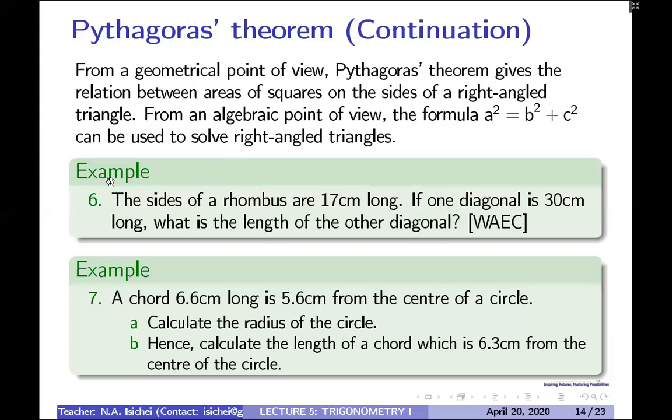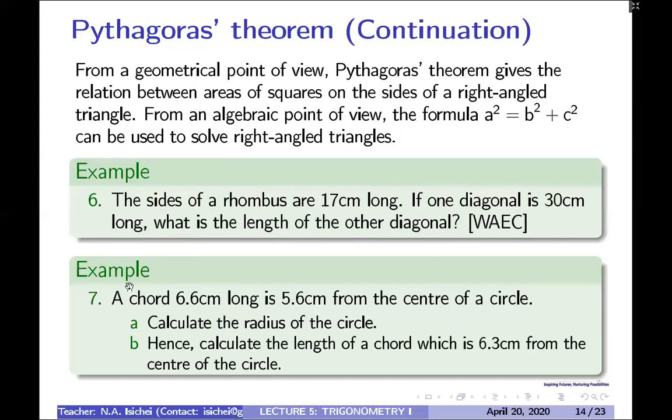Let's look at example 6. We've done 5 examples in the previous video, so this is the continuation, like I said earlier. Example 6. The sides of the rhombus are 17 centimeters long. If one diagonal is 30 centimeters long, what is the length of the other diagonal? So here is a wild question.